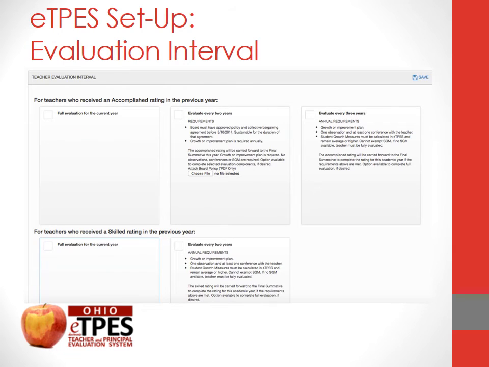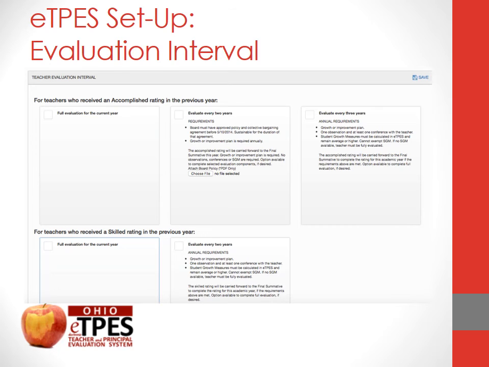Another option that's recorded in ETPES is for the evaluation interval of teachers to occur less frequently. In order for a teacher to be evaluated less frequently, the teacher must have earned an accomplished or skilled rating in the previous school year. Then, in non-full evaluation years, the student growth measures for that teacher must remain at average or higher. This less frequent evaluation interval does not apply to principals.